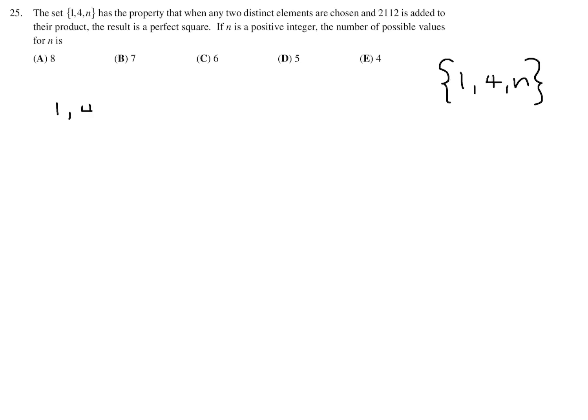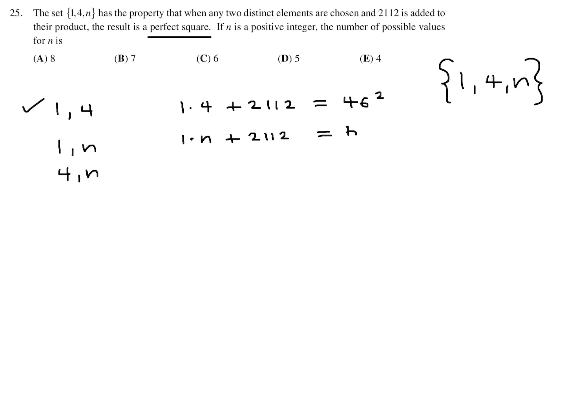So for example, we take 1 and 4, multiply them, so 1 times 4, then add 2112, and that becomes a perfect square. So what is 1 times 4 plus 2112? It actually is 46 squared. So there you go, that's the first one. Great. But there's two more, 1 and n and 4 and n. Take any two elements, multiply them together, add 2112, and that's going to be some perfect square.